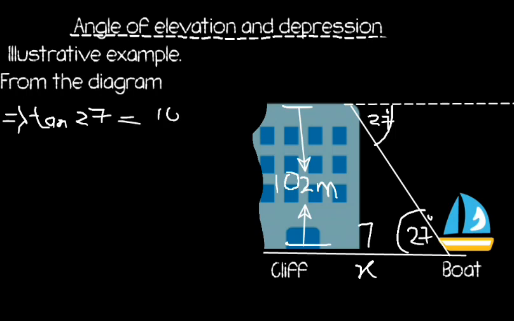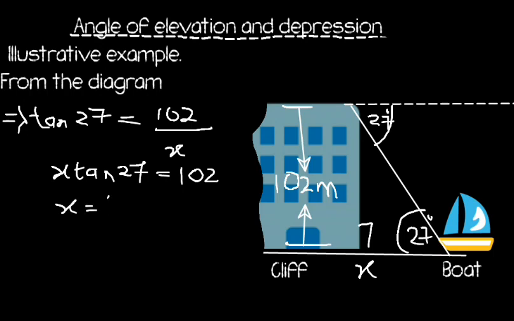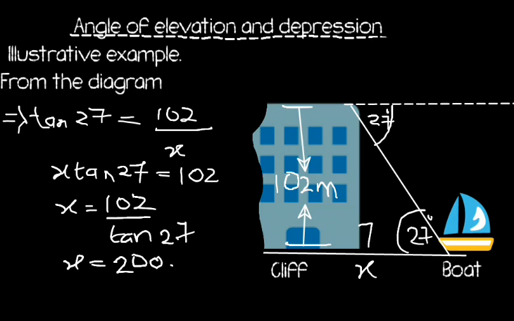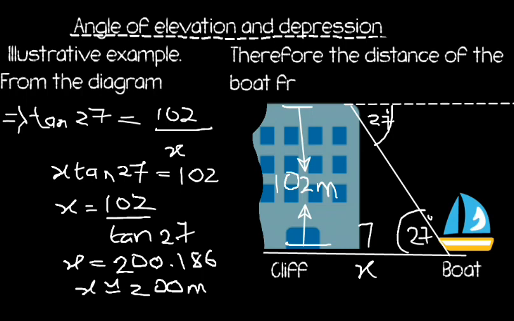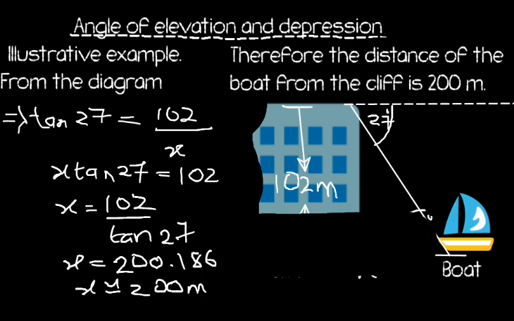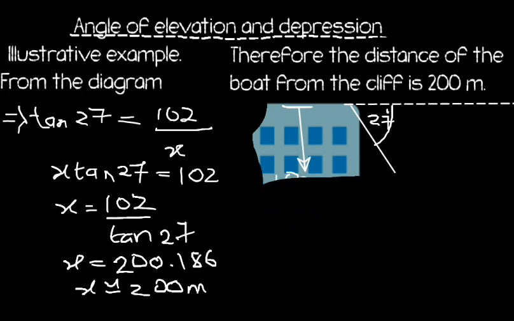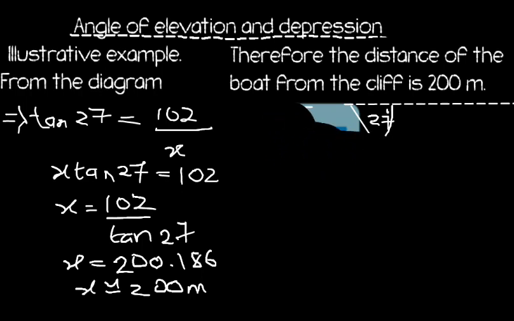From the diagram, you can say that tan 27 is equal to 102 on x. So x tan 27 is equal to 102. x is equal to 102 on tan 27. x is equal to 200.186 meters. They say we should give it to the nearest meter, or the whole number. So x is equal to 200 meters. Therefore, the distance of the boat from the cliff is 200 meters. Let's move on.